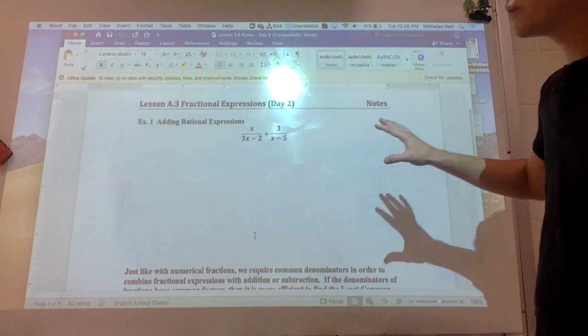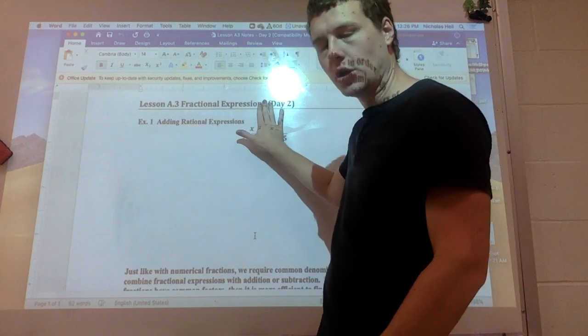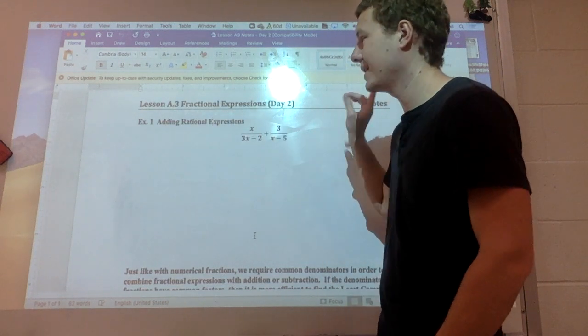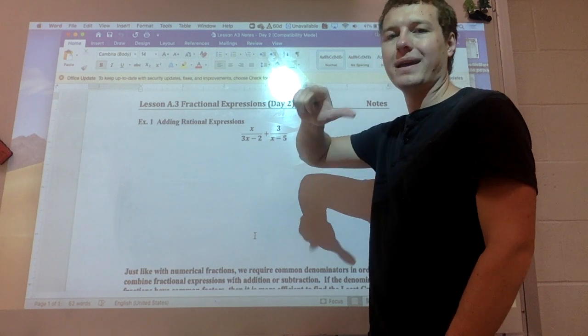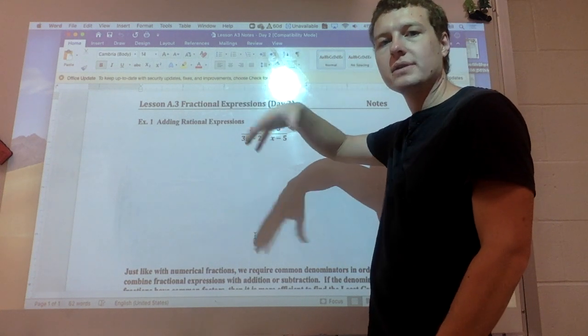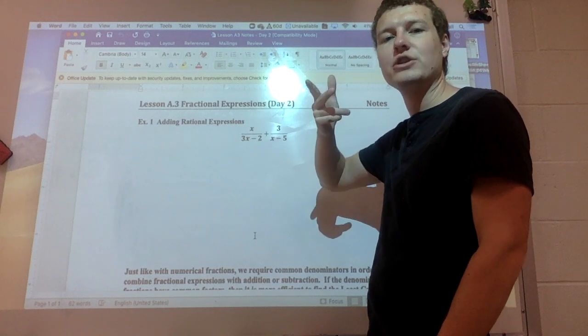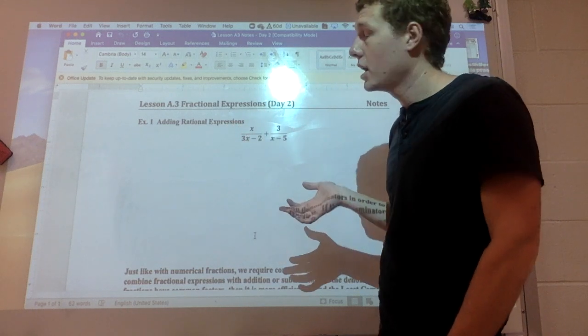So the last set of notes was on fractional expressions. We're going to continue doing that. But the difference being yesterday, or the previous notes, you worked with multiplying and dividing. Multiplying, you go straight across, simplify as you can. Dividing, you leave it, change it, flip it, and then do the same exact thing.